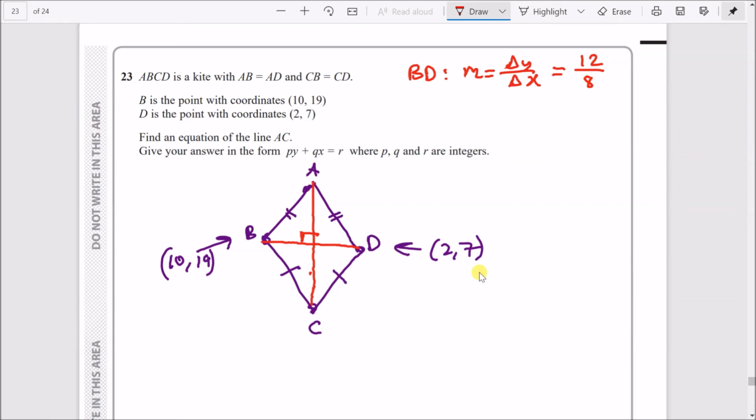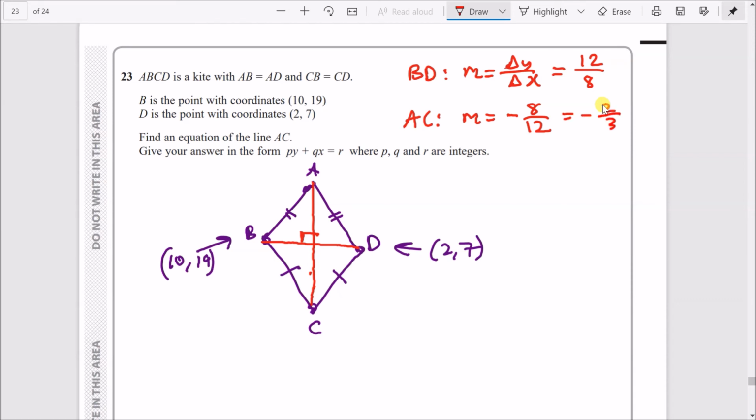Therefore, we can say that for line AC, this is clearly perpendicular. So that means the gradient for this line will be the negative reciprocal. And that's what you do. Negative reciprocal means you flip it upside down and then you flip the sign. So it becomes minus 8 over 12. So that's good so far. And just for the sake of it, guys, we should simplify the fraction. And you should get now minus 2/3.